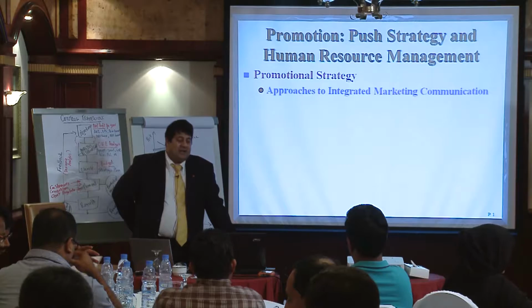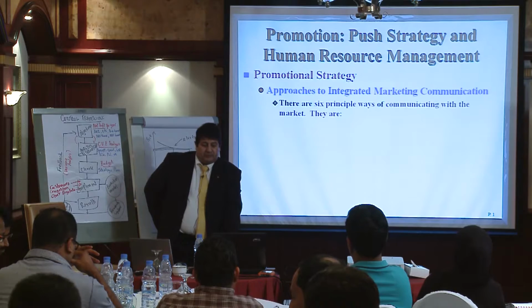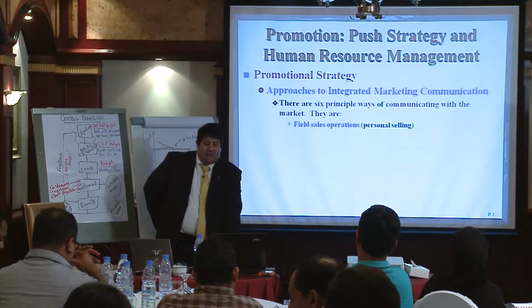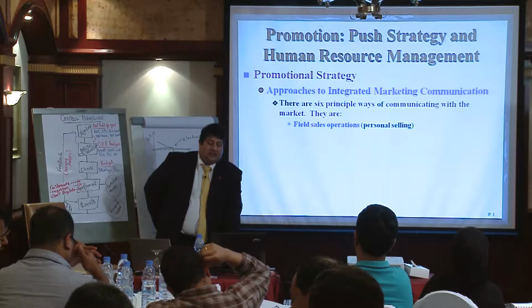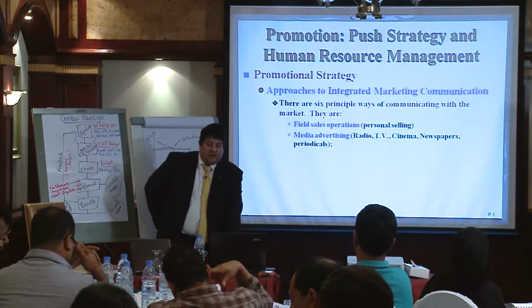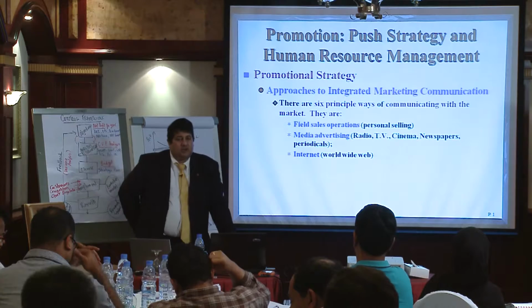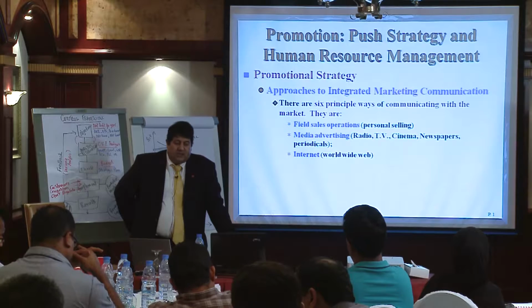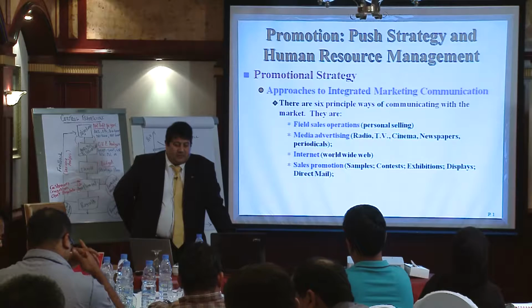Now there are six principal ways of communicating in the market. They are field sales operations, personal selling, that's what we're going to look at now, the salesman. Media advertising through radio, TV, cinema, newspapers, periodicals. Internet, of course, huge now. Big businesses like Google, Facebook, and so on, use the internet as a promotional tool. Sales promotion, such as samples, contests, exhibitions, displays, direct mail.